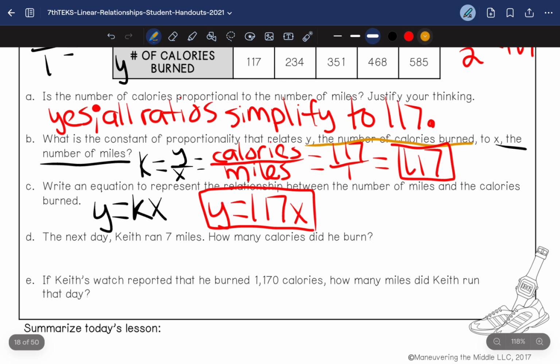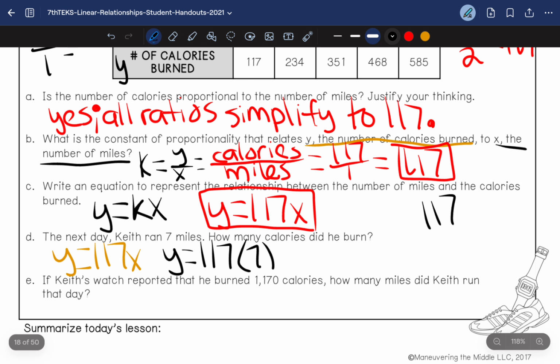Part D. The next day, Keith ran 7 miles. How many calories did he burn? So we have to actually use our equation now. Remember, it is y equals 117x. X represents the number of miles. So now we're going to write y equals 117, and then in parentheses, we're going to put 7. So this tells me that we need to multiply. So we're going to do 117 times 7.